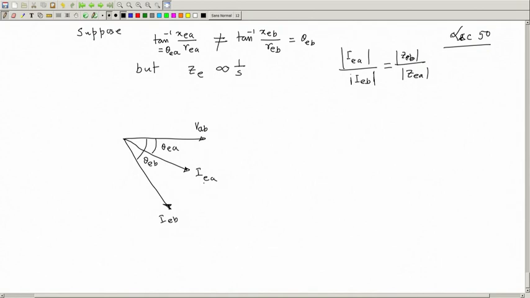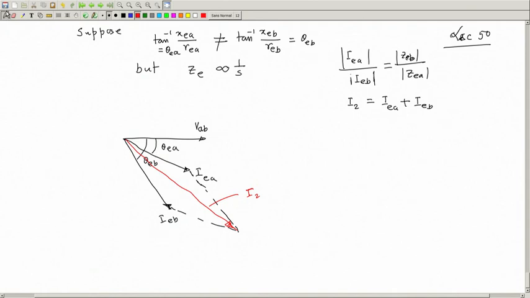Now, where is your I2? I2 is equal to IEA plus IEB, the phasor sum. So, add them vectorially, add these two, and you will get your load current. This is your I2 now. Is it not? This will be the I2.